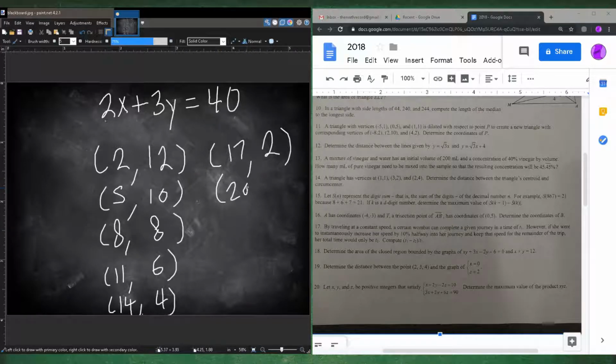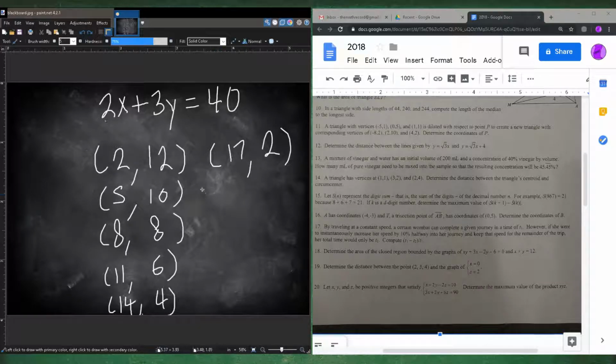So these are the only combinations. You can't have y as 0 because 0 is not a positive integer, and they said x, y, and z have to be positive integers. So y equals 0 doesn't work. So these are all the only combinations. Okay, it said z is a positive integer also, so we need to check z, because these are only x and y's. Basically, you can just plug back into the equation to check if you're right.